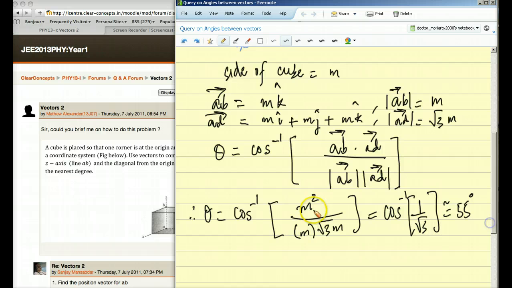Alright, plug in the values. The dot product is going to be M squared, this M times this M, that's going to be M squared. Magnitude of AB we've said is M, so that M goes there. Magnitude of AD is root 3 M, and that goes here. The M's cancel out. What you're left with is cosine inverse 1 by root 3, which works out to 55 degrees. Let me know if this is not clear.